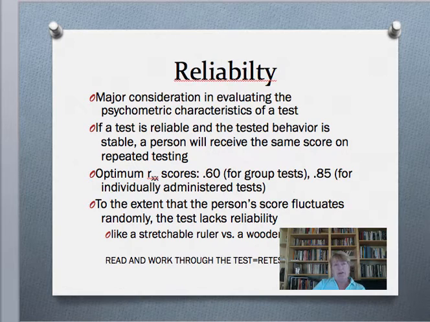That would suggest that my test was reliable, and therefore the information I'm gathering about your performance on that particular test is reliable as well. I can count on it. I can use it to say something about you.